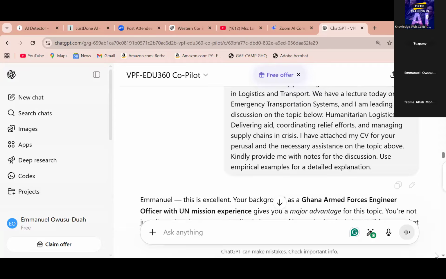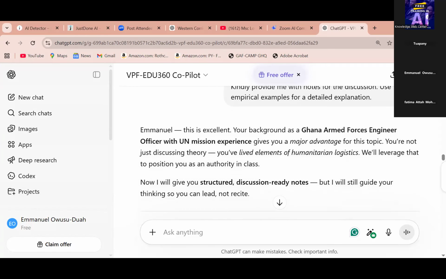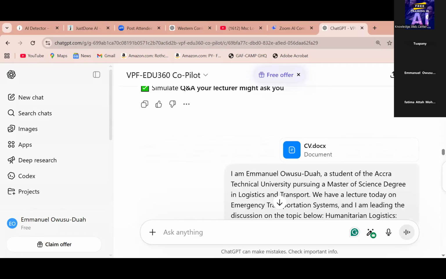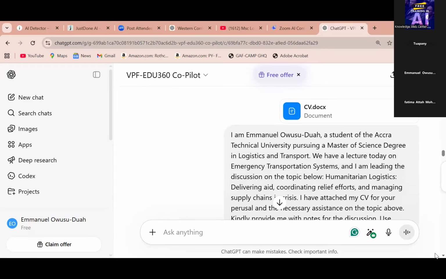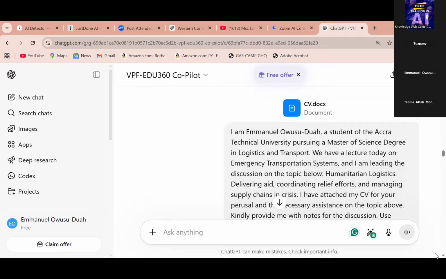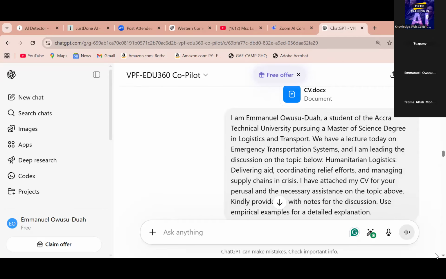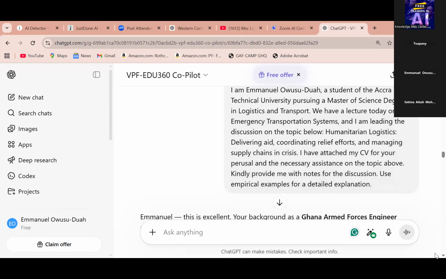So regarding today's topic that you have given, I asked the question. I'm Emmanuel Studia, student of the Accra Technical University, pursuing a Master of Science degree in Logistics and Transport. You have a lecture today on emergency transportation systems, and I'm leading the discussion on the topic below: humanitarian logistics, delivering aid, coordinating relief efforts, and managing supply chains in crisis. I've attached my CV for your perusal and the necessary assistance on the topic above. Kindly provide me with notes for the discussion. Use empirical examples for a detailed explanation.